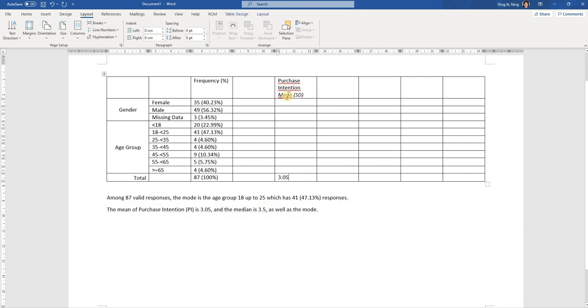But you can see that here I need to report the mean in the table, only the mean, and also the standard deviation. So please watch the next video to see how I can get the standard deviation.